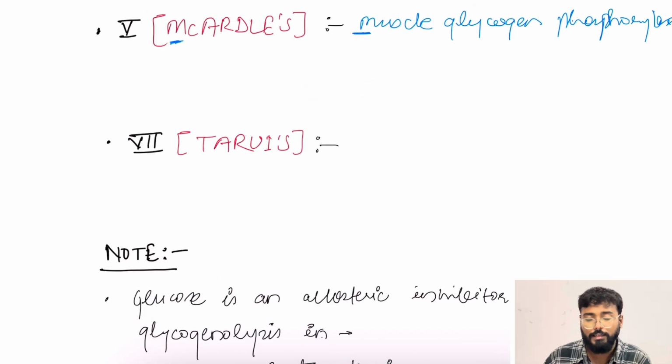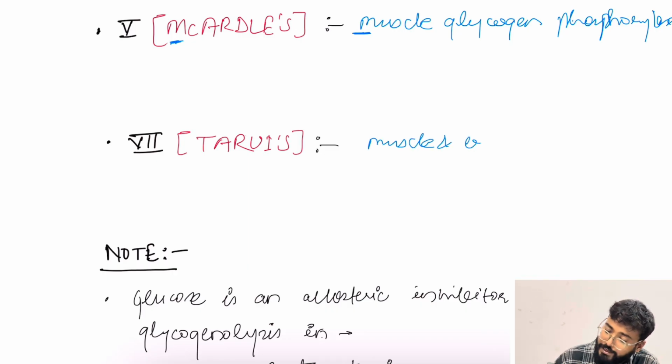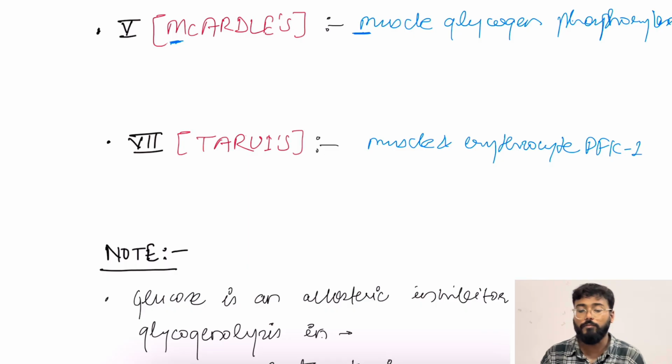And the seventh one is your Tarui's disease, and the enzyme defective is your muscle and erythrocyte phosphofructokinase type 1.